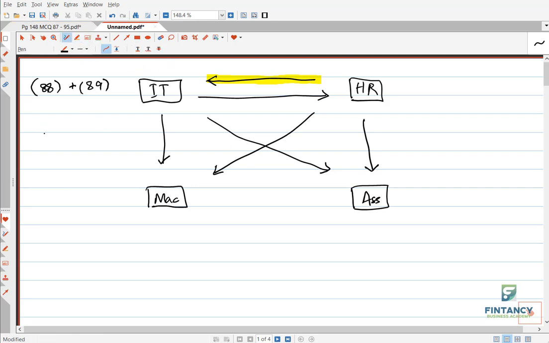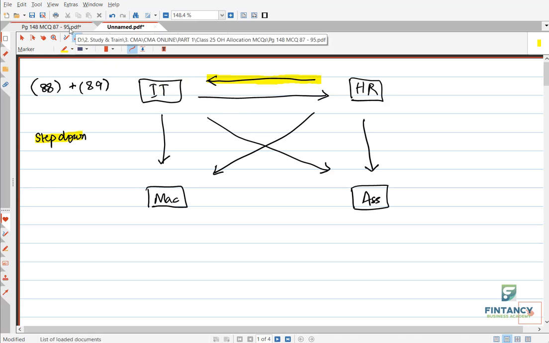Getting the story, everyone? In step down method, we will only consider this first arrow. We cannot consider this second arrow. Why? Because you cannot step back. So once HR has given the cost to IT, IT cannot return back to HR. But in reciprocal, we use the equation strategy and we consider both situations. So if you are saying reciprocal, this is possible. IT can give back to HR also, no problem.